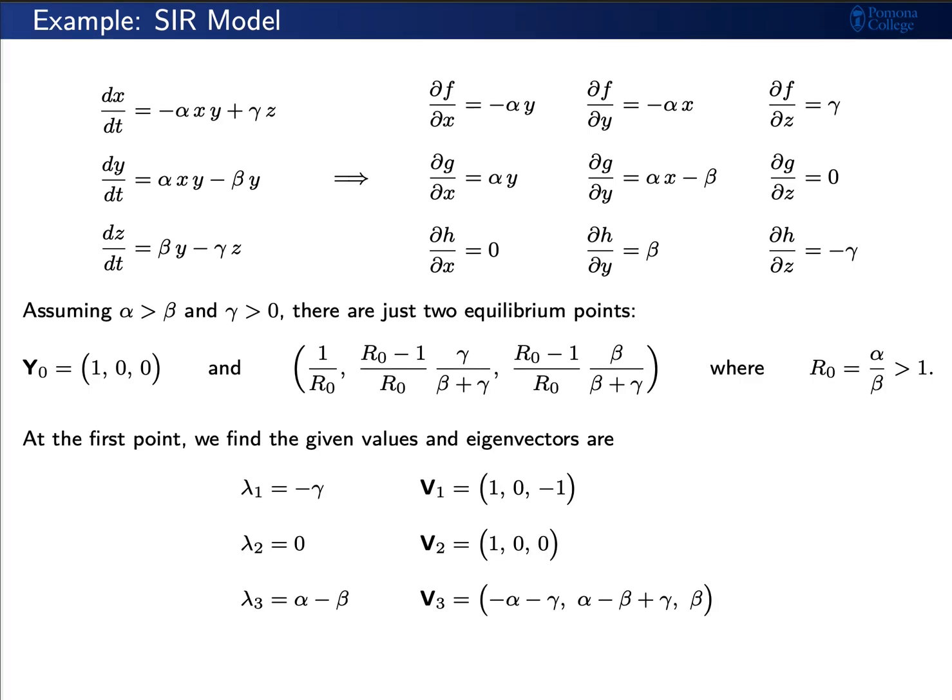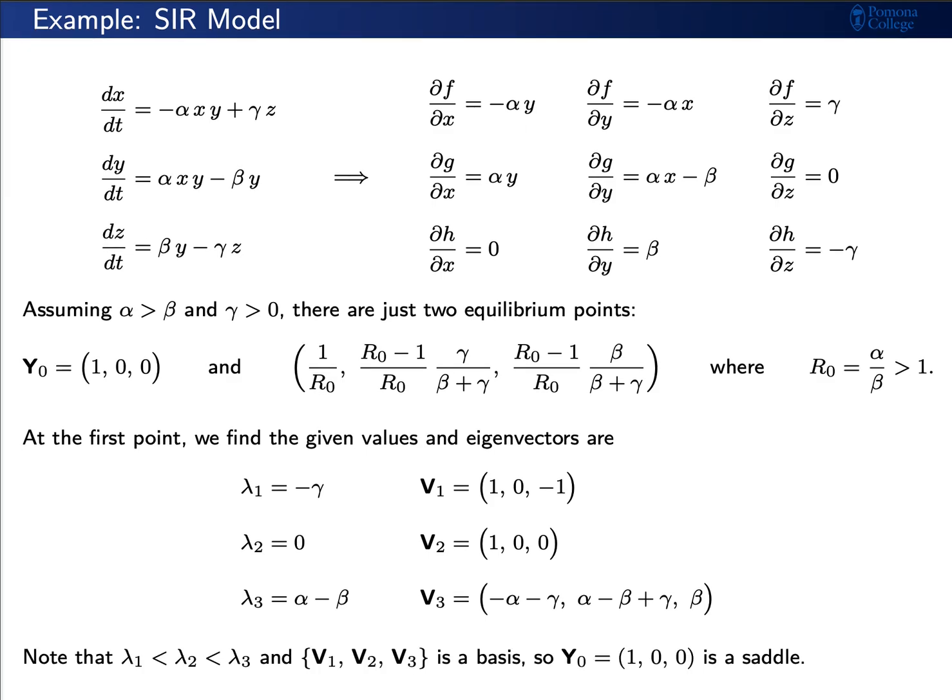For the first point, namely 1, 0, 0, we can plug in x is 1, y is 0, and z is 0 to find the Jacobian matrix. And here on the screen now, we've computed eigenvalues and eigenvectors. Notice that lambda 1 is negative, whereas lambda 3 is positive. This means that we have three distinct real eigenvalues. And in fact, here on the screen, v1, v2, and v3 form a basis. So in this case, because one of the eigenvalues is negative and the other one is positive, we'll say that our equilibrium point 1, 0, 0 is a saddle.